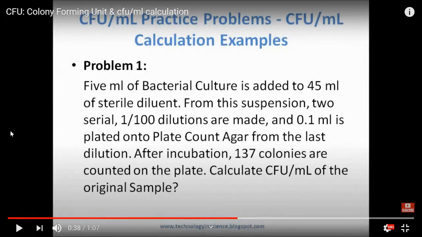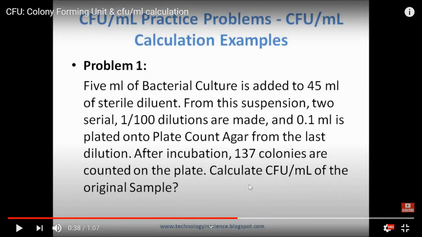Then they perform 2 more dilutions, and these are 1 to 100 dilutions. Then they put 0.1 milliliter onto the agar plate. And when they count colonies, they find a plate with 137 colonies on it. So you have to calculate your dilution and dilution factor based on this information, and then give me your CFUs per milliliter.